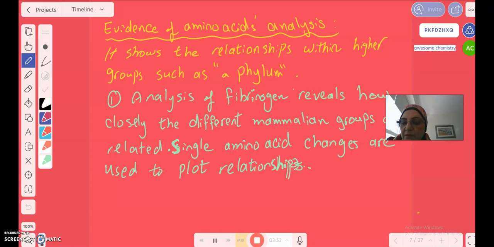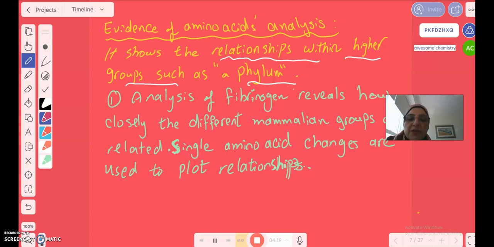Evidence of amino acid analysis. Amino acid analysis, so they are also looking for similarities in some patterns of amino acids. This shows the relationship within higher groups, such as phylum. Higher groups means it's not a species or genus, it's a higher order like phylum.